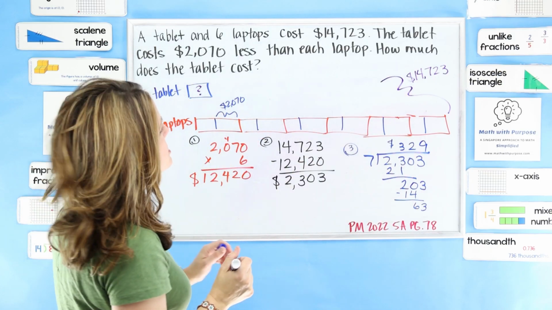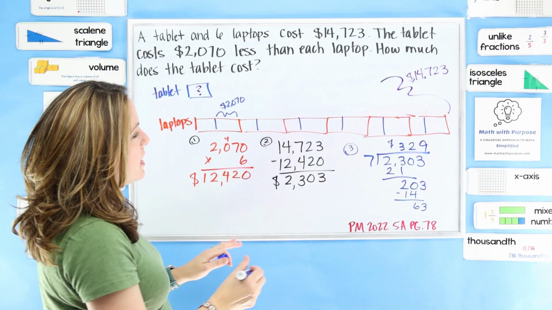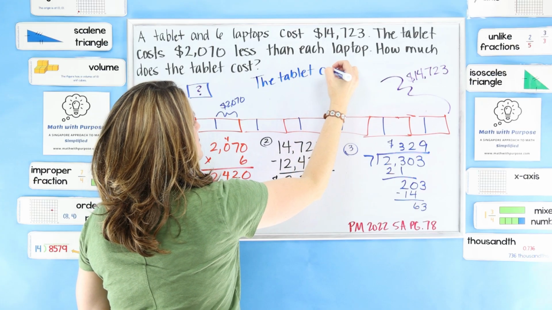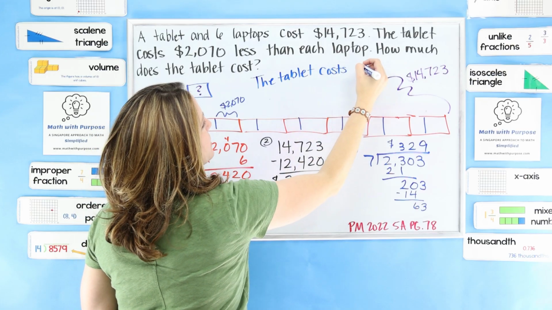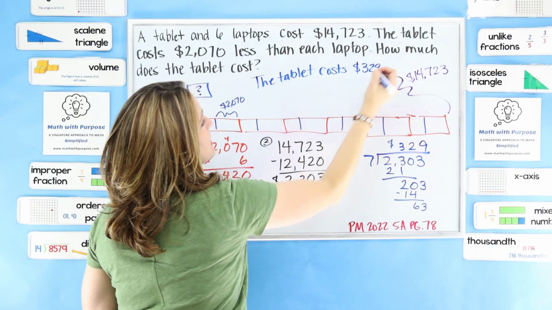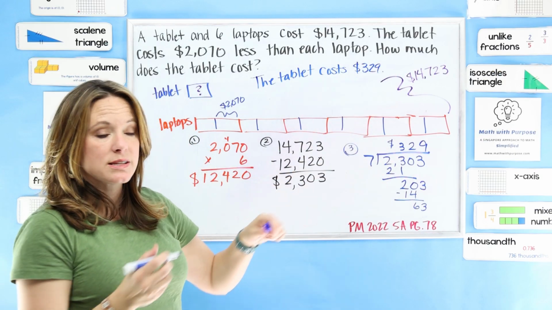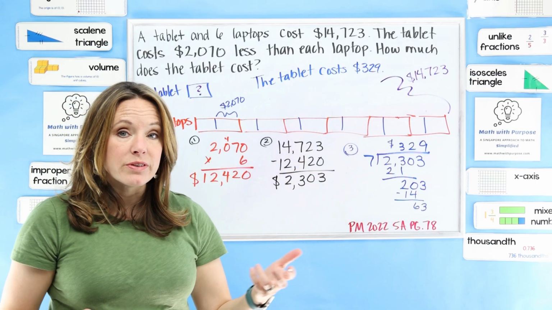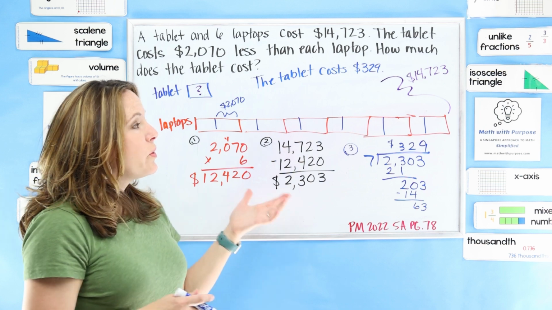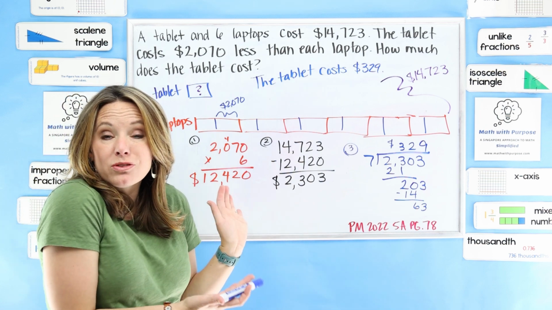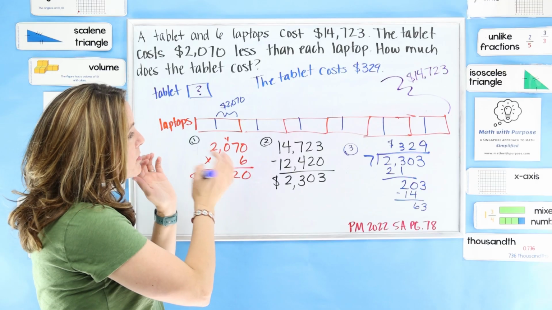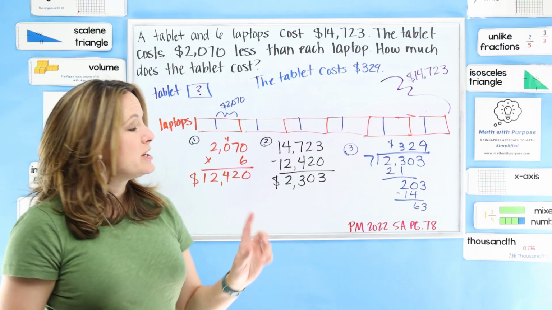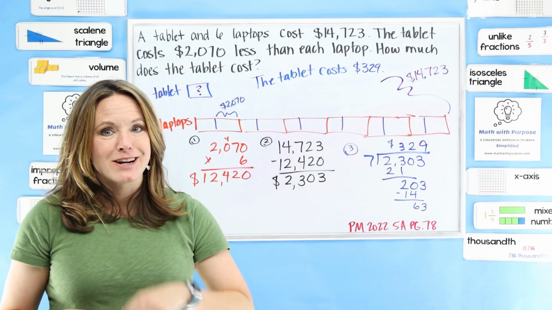Let's go back to our question and see, how much does the tablet cost? The tablet cost $329, right? Because we were able to take these pieces that we had left over, we found the difference, then we divided it by 7 and we got our answer. So this one really was helpful to have the visual here to help me think about the parts I can solve, the parts that are unknown, and help me to work through each of these steps. And now it's time for us to tackle the practice on our own.